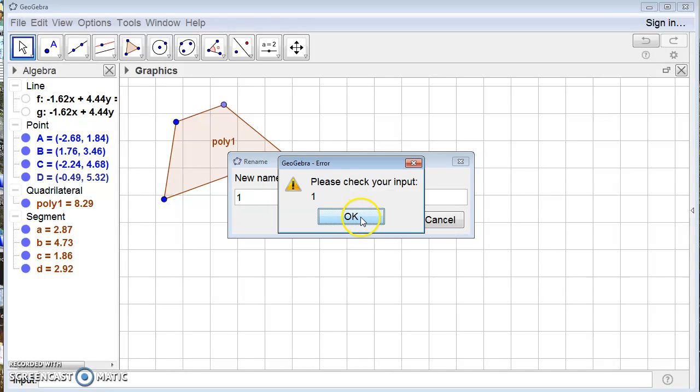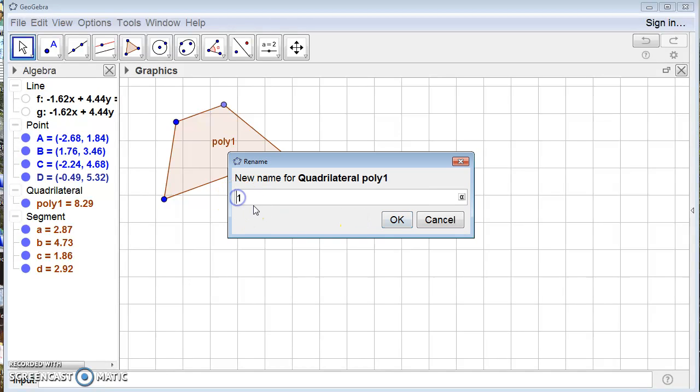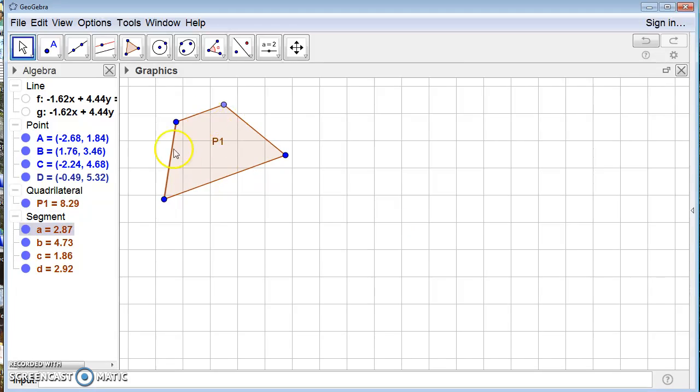Oh, it doesn't like that. So I have to have like P1 so it knows. I think you do have to have a letter. You can't just name it with a number. Okay, so this is P1. So if you had a whole bunch of polygons, or you could name it Q1 if you wanted it for quadrilateral 1. But rather than having to write on them or anything, that's how you can label what this figure is. Okay, so far so good.